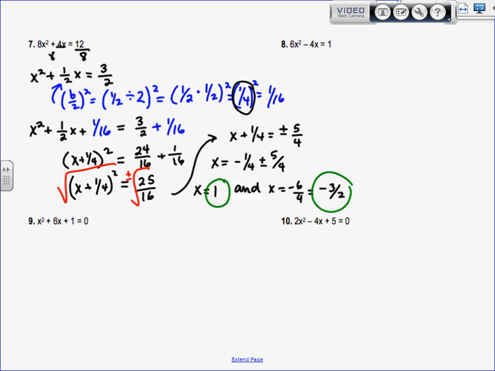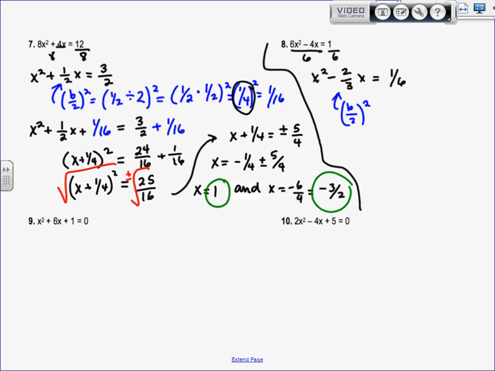All right, so this next one, so I have 6x squared minus 4x equals 1. So I'm going to divide by 6 everywhere. So I get x squared minus 4 over 6 is 2/3, so 2/3 x equals 1 over 6. And now I'm ready to do the b over 2 squared. So I'm going to take my number and divide by 2 and square it. So when I have a fraction, I always write my divided by 2 like that.